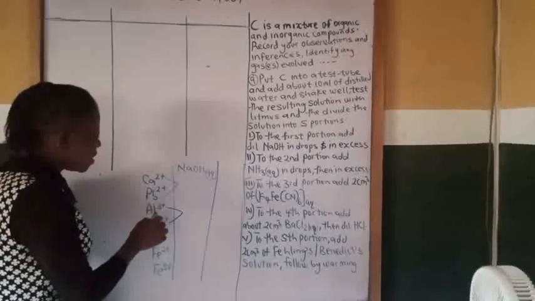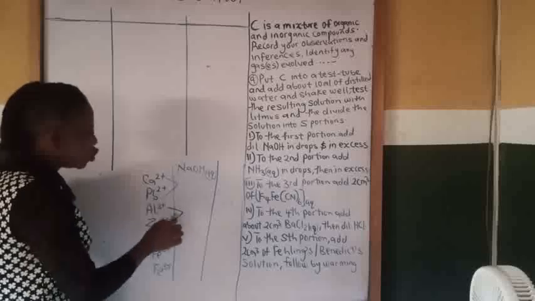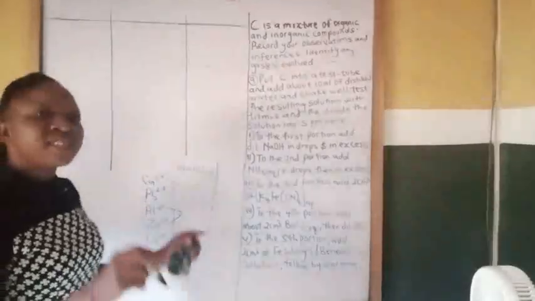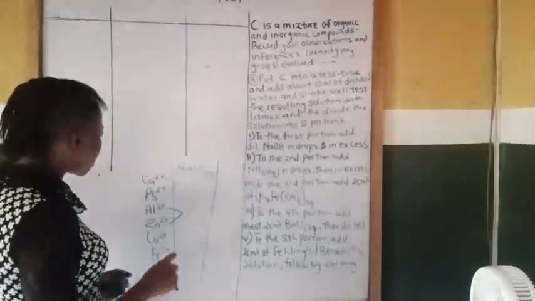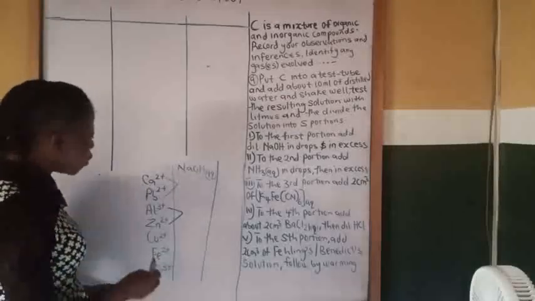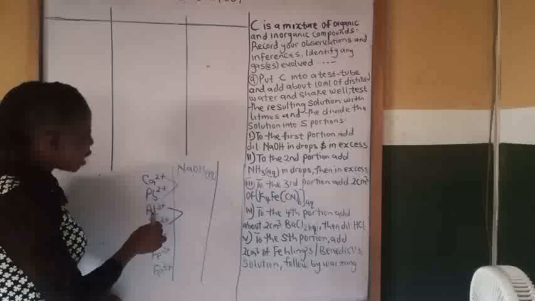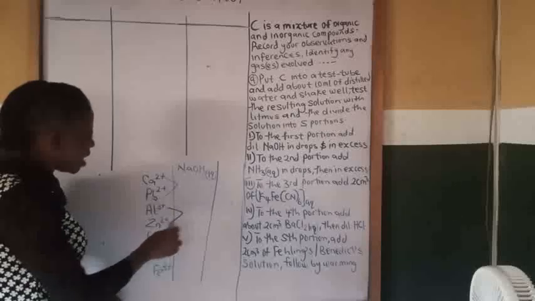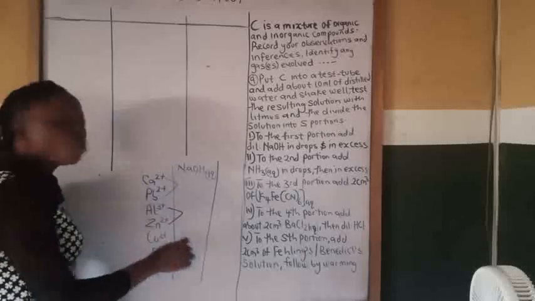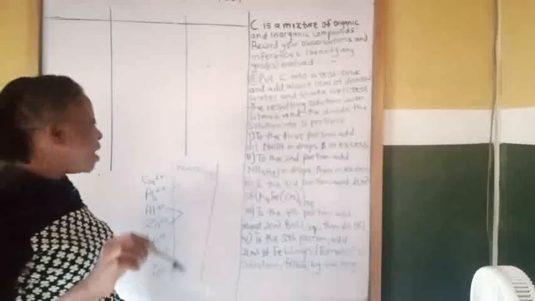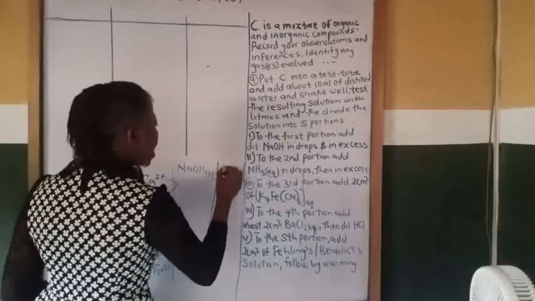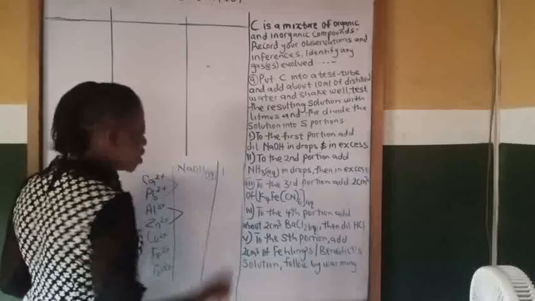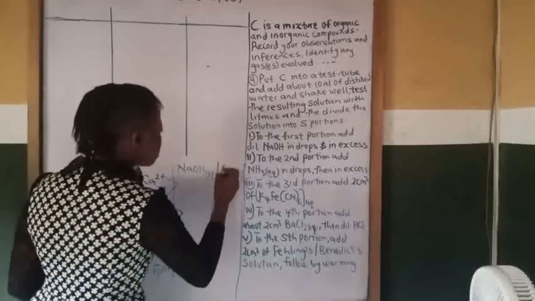Then for zinc and aluminium, the two of them will give us white gelatinous precipitate, both in what? In drops and in excess. So aluminium will be soluble in excess. Then zinc will also be what? Soluble in excess. Then we always use aqueous ammonia for the confirmatory test.